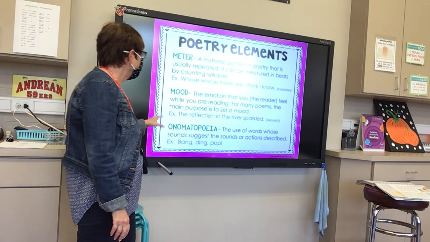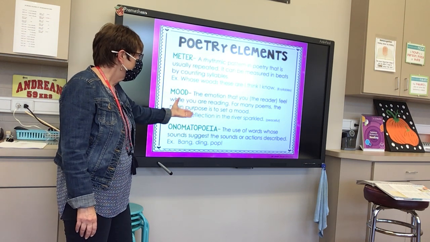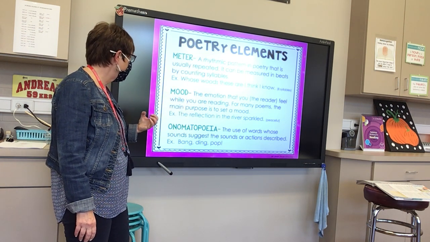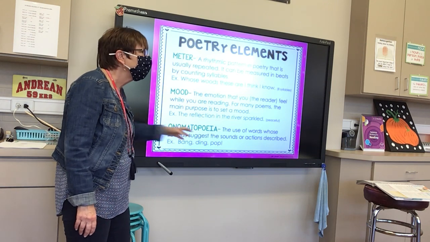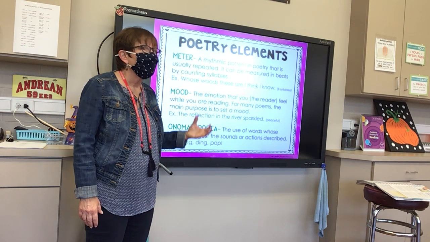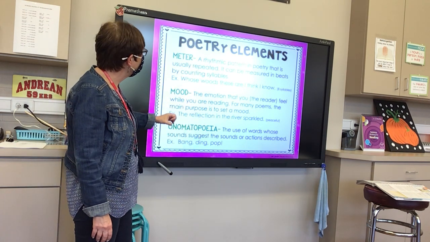And then we have onomatopoeia. And we know what that is. That's the use of words whose sounds suggest the sounds or actions described. For example, bang, ding, pop, crack, crash. Those are all words like that. And those are elements of poetry.